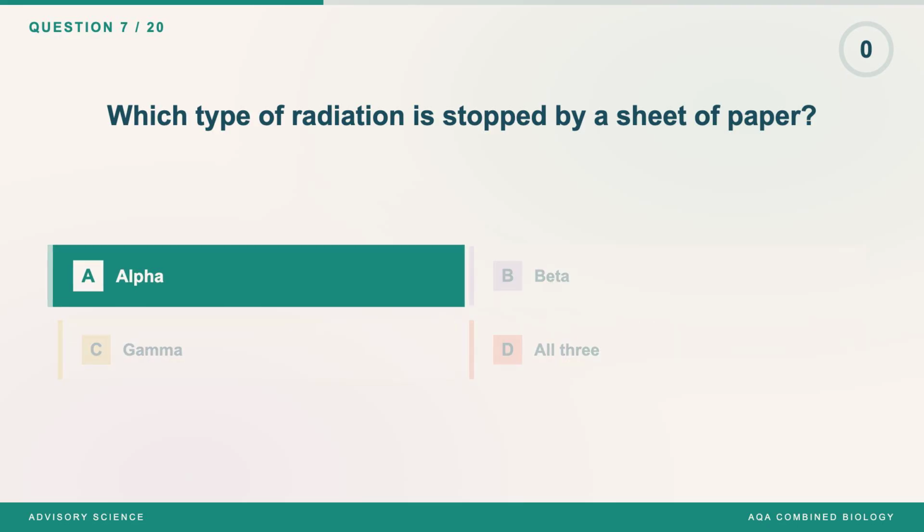The answer is A, alpha. Alpha particles are large and heavy. They are stopped by paper, skin, or a few cm of air.